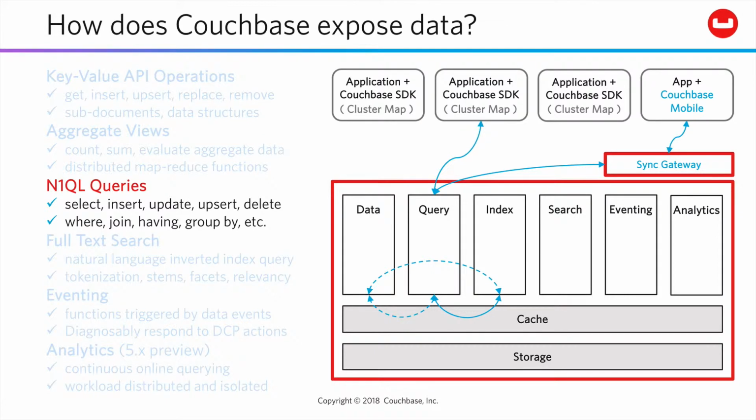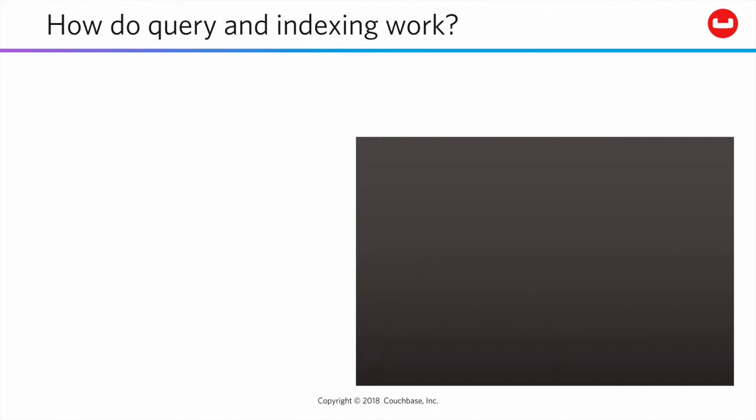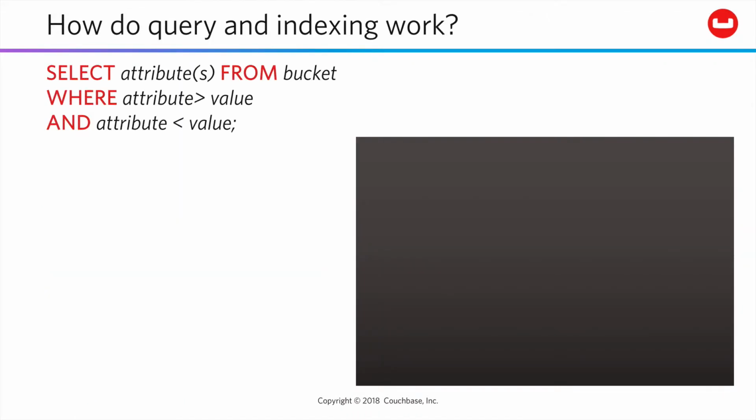Nickel queries are SQL for JSON, giving you the familiarity of structured query language, coupled with the flexibility and scalability of JSON-based data modeling. A nickel query looks very much like a SQL query. The difference is you are querying document fields within a bucket instead of columns in a table.